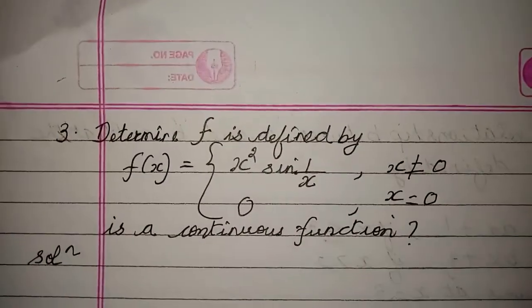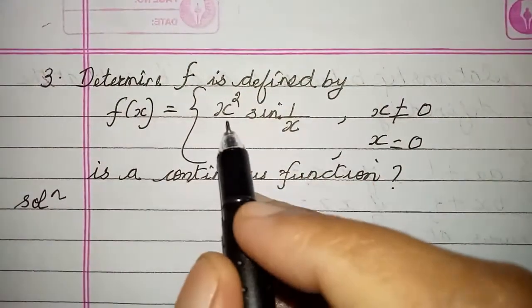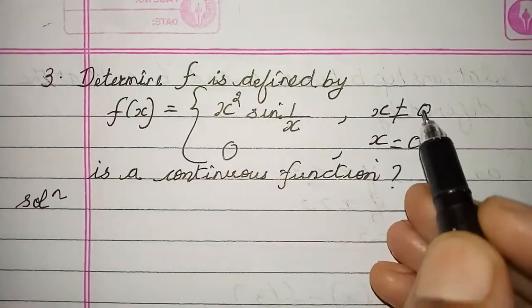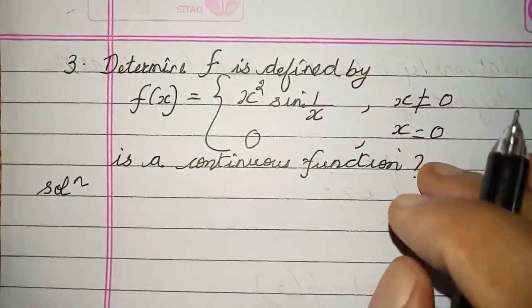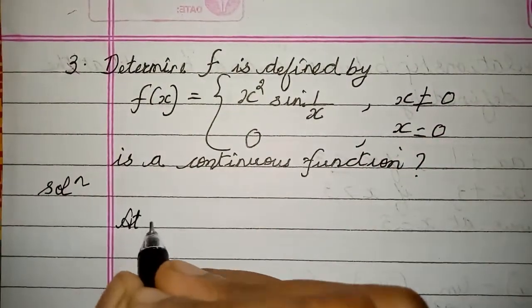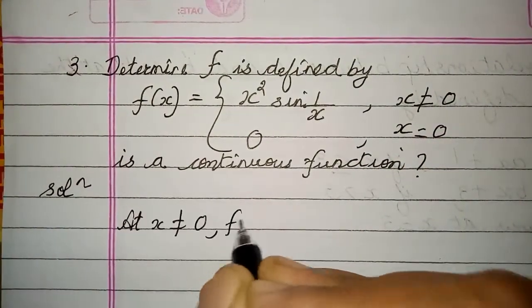Now let's go for the third one. Determine if f, defined by f of x equal to x square sine 1 by x for x not equal to 0, and 0 for x equal to 0, is continuous. Okay, so here there is a breakdown. Children, at x not equal to 0, how is f of x?